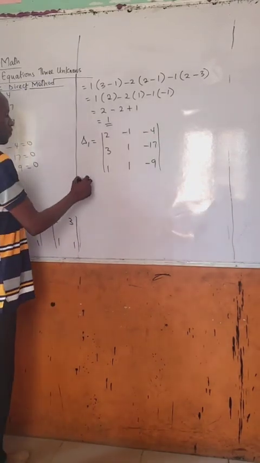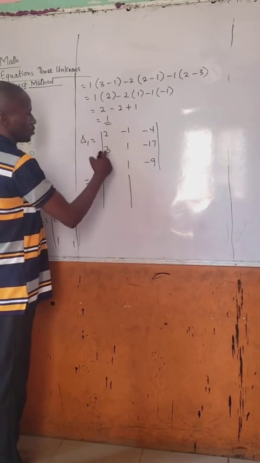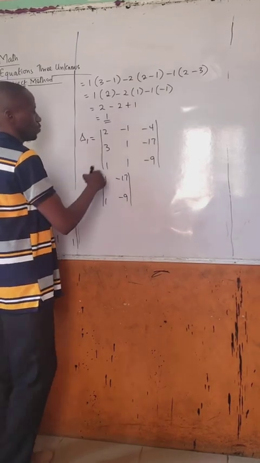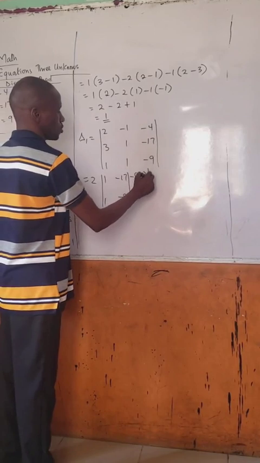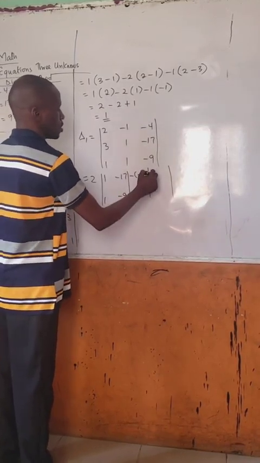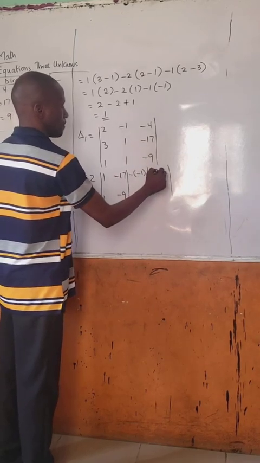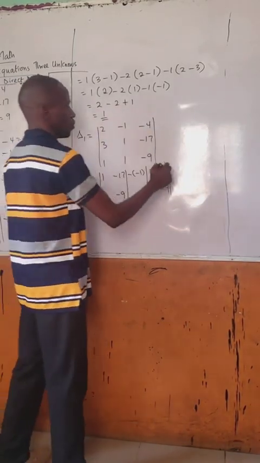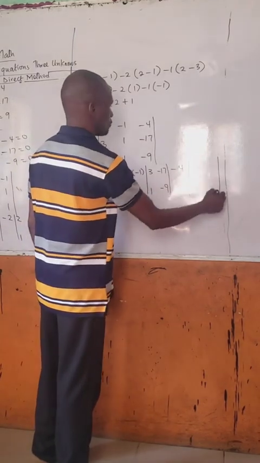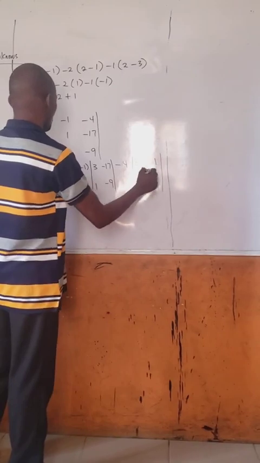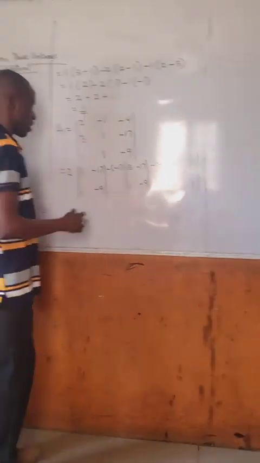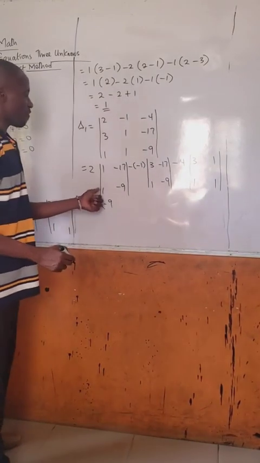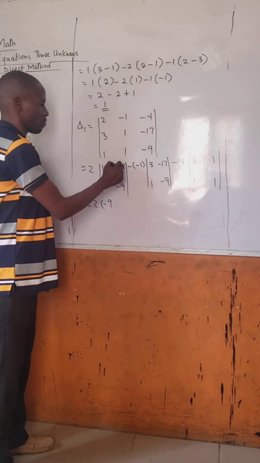Now to solve this, we have 2 in this, we have 1, 1, minus 17, minus 9. This is plus, minus, minus 1, 3, 1, minus 17, minus 9. Plus, minus, plus. We have 3, 1, 1, 1. So from here, let's solve this. 2 into, multiply this, minus 9. Whenever we are multiplying this, we always introduce a minus sign with it.